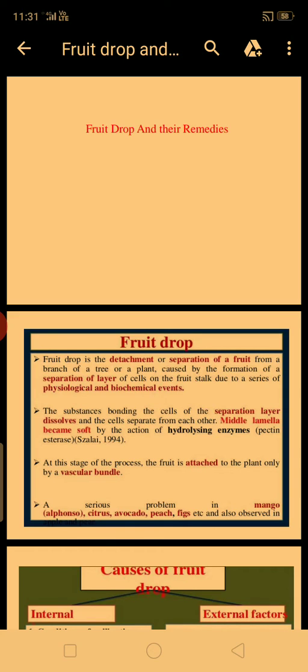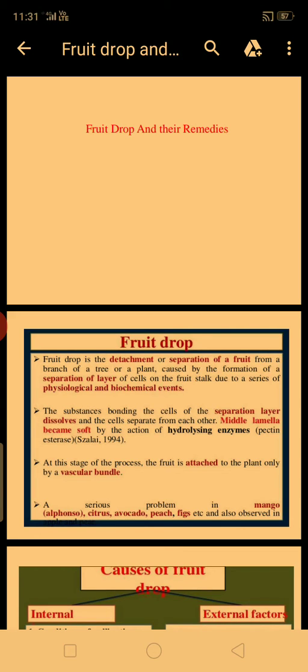Before going into detail, you must know what fruit drop means. Fruit drop is the detachment, or separation, of fruit from a branch of a tree or plant, caused by the formation of the separation layer. The separation layer forms where the middle lamella becomes soft by the action of hydrolyzing enzymes. So this is the introductory part, or definition, of fruit drop.